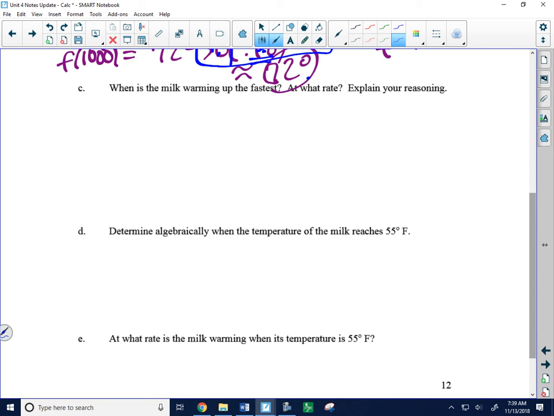When is the milk warming up the fastest? Okay, so when, asking for time, kind of what we've been doing. Warming up, so that is the key word there. So this is now changing, right? The temperature is changing, it's warming. And that represents a rate of change. I'm just going to put ROC. Warming up the fastest. I should even put IROC, instantaneous rate of change. So basically on this one we need the derivative.